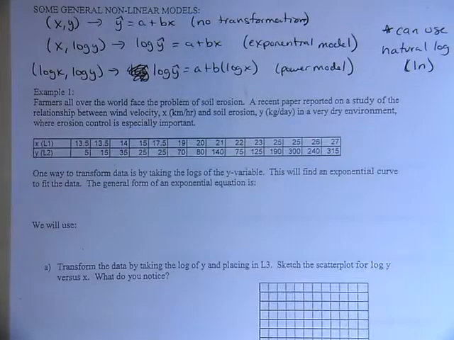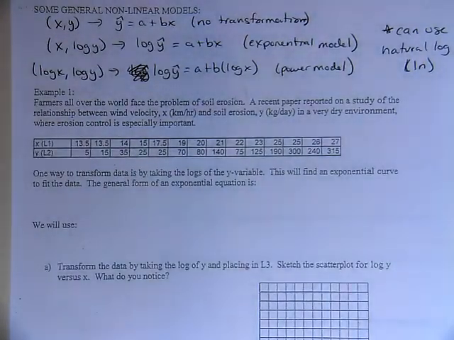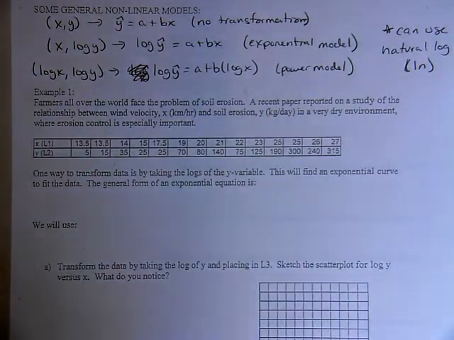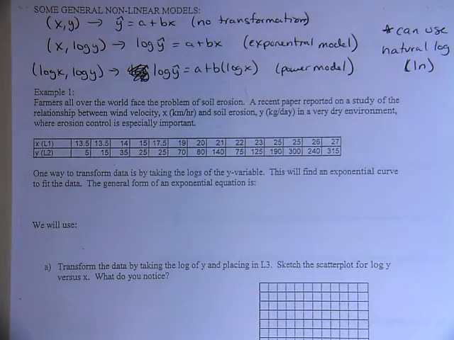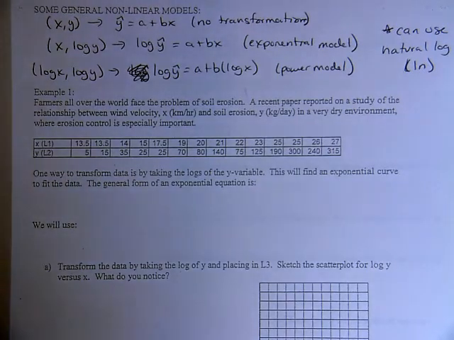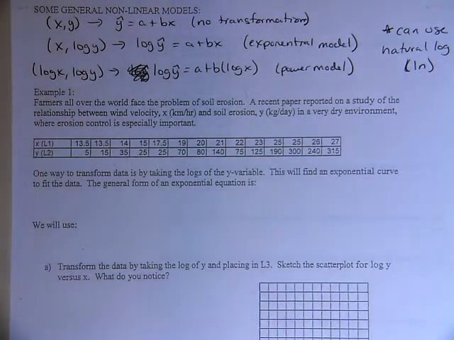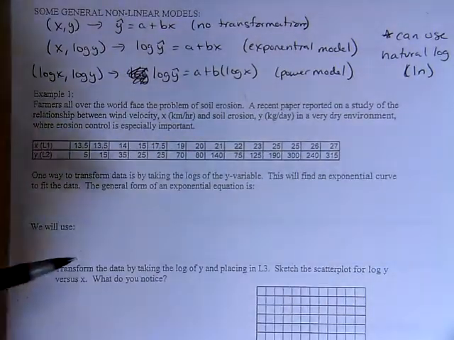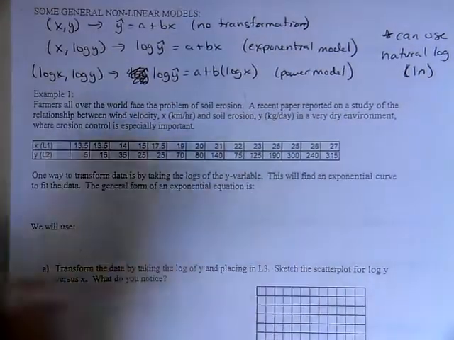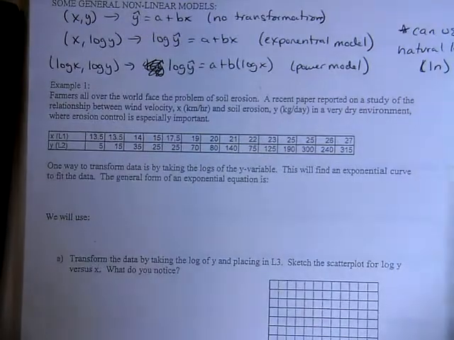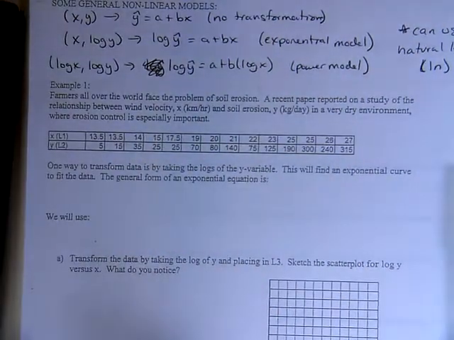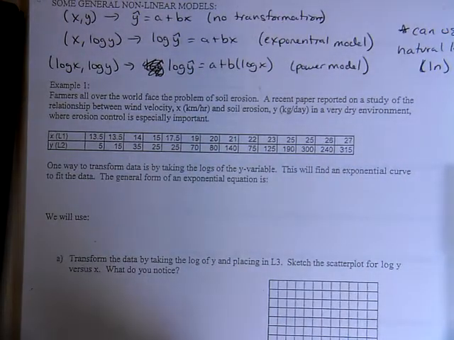So our big example of the day is this: farmers all over the world face the problem of soil erosion. A recent paper reported on a study of the relationship between wind velocity X and soil erosion Y in a very dry environment where erosion control is especially important. So we're going to go through and do everything with the data. I did not put this data in my calculator, so I'm going to pause the video and put the data in my calculator, and then I'll come back.